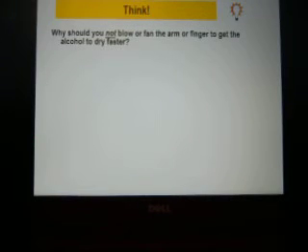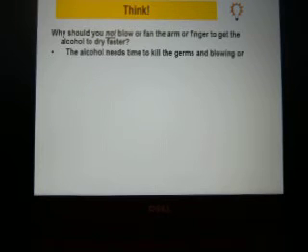Okay, another little think question. This is you taking the information you have learned and using it to think through scenarios. So why should you not blow or fan the arm or finger to get the alcohol to dry faster? So we know this, right? And we're learning the importance of not spreading germs and how detrimental that can be.